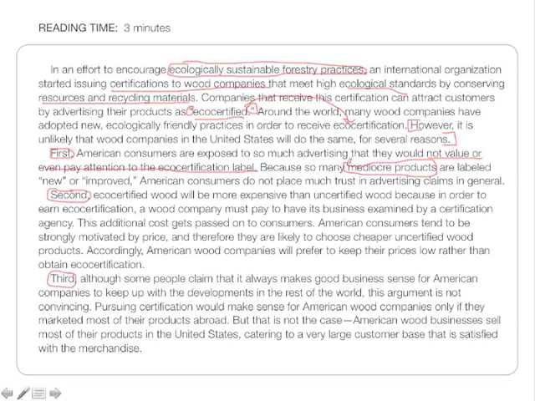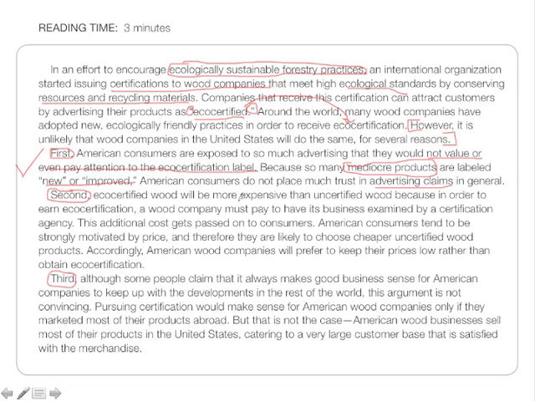So the problem is there are too many products that have particular labels that might say new or improved. So American consumers may not place much trust in advertising claims in general. So again, this is point number one to think about. The labels themselves may not draw a lot of attention.